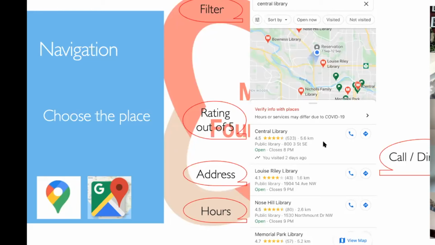But it's also going to provide you with results that have a similarity to Central Library. So again, Louise Riley Library has the name Riley or library in it. So that's why that's popped up. Nose Hill Library, same sort of thing. Memorial Park Library, same sort of thing. And it's also going to base the results by where you are. So it's going to try to find results for you that are as close to you as possible, and as close to the name as possible.